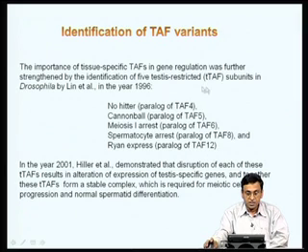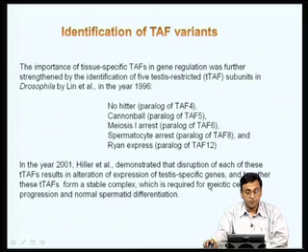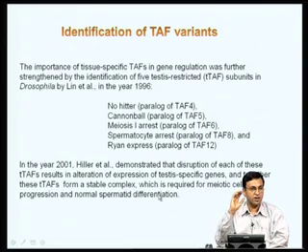So, variants of these TAFs were actually identified, and all of them seem to be expressed in testis, indicating that these paralogs of TAFs actually have a specific function in the testis. So, in the year 2001, Hiller et al. actually demonstrated that disruption of each of these T-TAFs results in alteration of expression of testis specific genes, and together these TAFs actually form a stable complex required for meiotic cell cycle progression and normal spermatid differentiation.